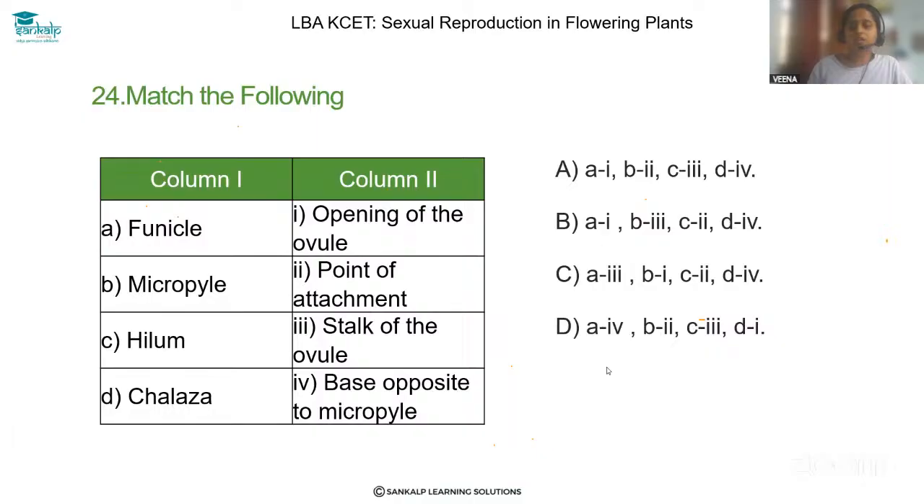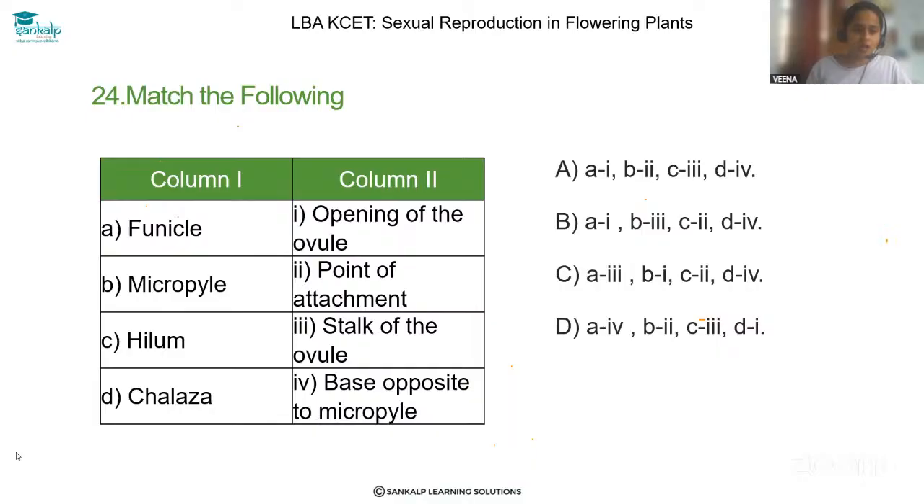Let's solve the 24th question. Match the following. Here they have given two columns. In the first column there is a question, and the second column has the answers. Mismatched answers are there. We need to match the correct answer. First one is funicle, second micropyle, third hilum, and then chalaza.